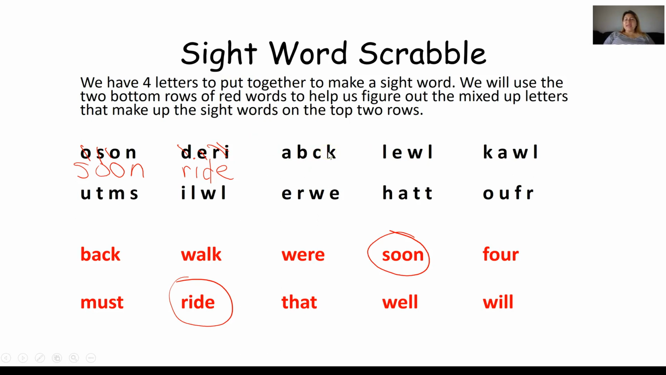A, B, C, K. Okay, so I'm going to look at the first sight word here. That's red. I see an A in that word. I also see a B. I also see a C, and I also see a K. We got it, boys and girls, on the first try. I am going to circle that so I won't lose it. And remember, all the sight words that are circled means I already used them. I am not going to use them again. We only use them one time.